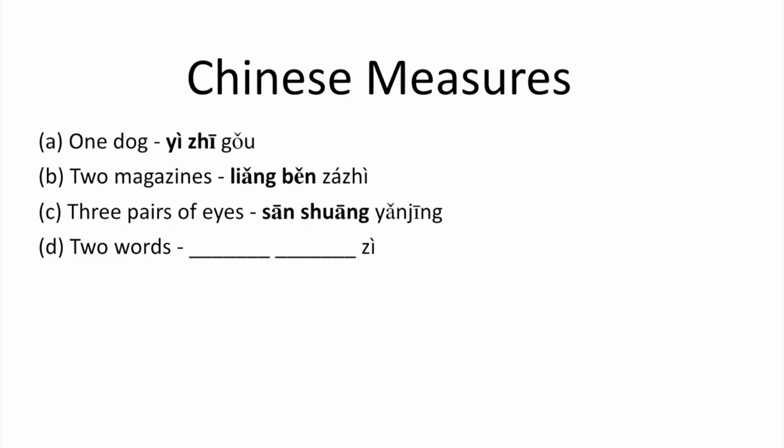So 三双眼睛. Two words. Word, that doesn't really fit into any of the categories, so it's probably that general one, the ge. So, 两个字.